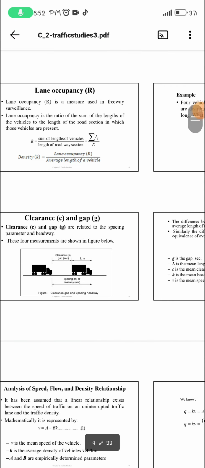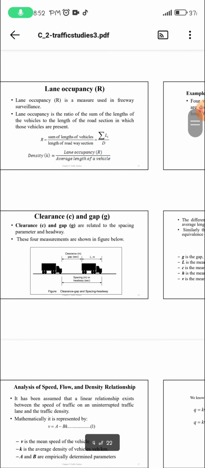Clearance and gap. Clearance C and gap G are related to the spacing parameter and headway. These four measurements are shown in the figure below.